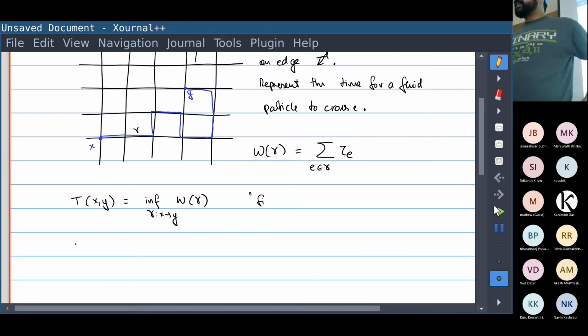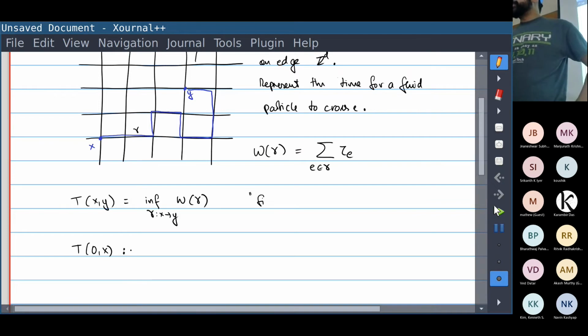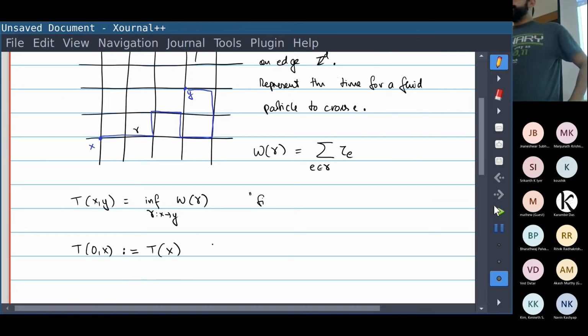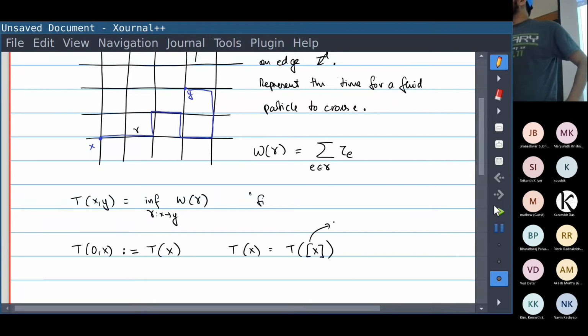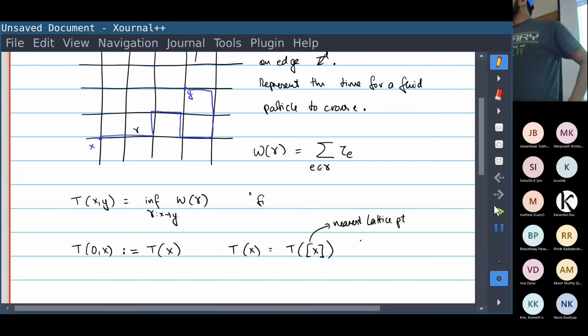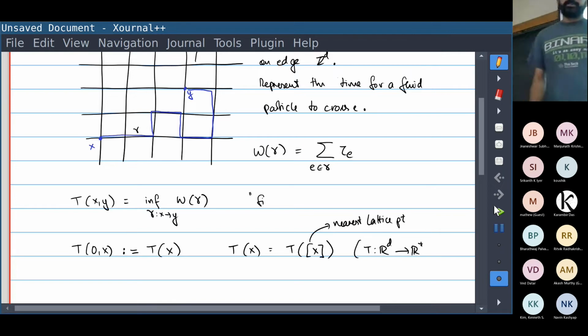So usually I will just write T(x) when my first point is the origin, and I'll extend T to be a function on R^d by saying T(x) equals T of the nearest lattice point to x. And so now T is a map from R^d to R plus, the non-negative real numbers.